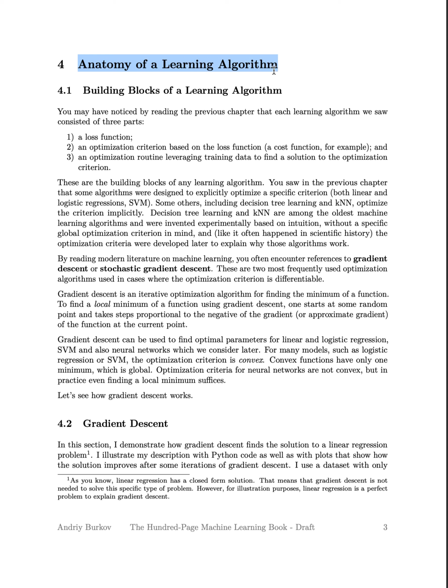Now we will discuss the anatomy of a learning algorithm. Every learning algorithm has some common criteria, some blocks. Firstly, every learning algorithm has a loss function, an optimization criteria based on the loss function, and an optimization routine. So simply it will have an error calculator, an optimization criteria which tries to understand the loss function, and another optimization function which will try to adjust the values to find the perfect fit for our equation.